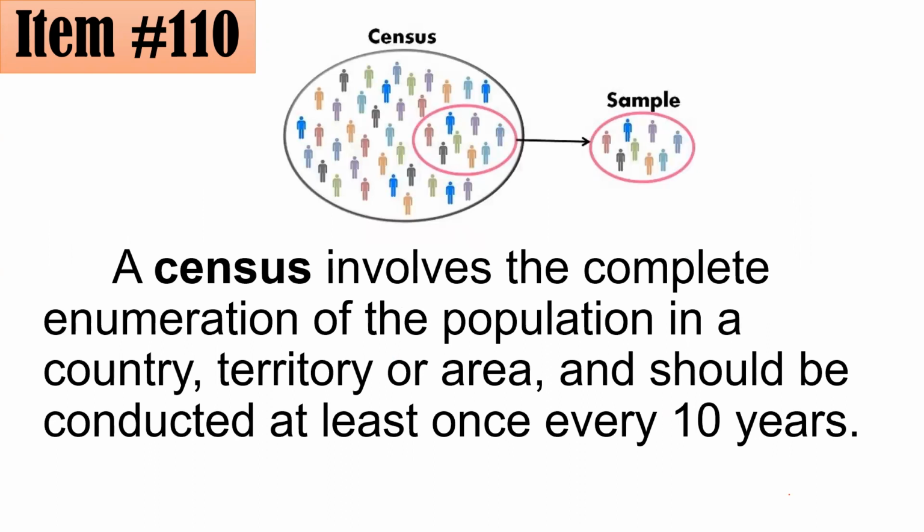A census involves the complete enumeration of the population in a country, territory, or area, and should be conducted at least once every 10 years. So usually in some countries, they conduct every 10 years. And usually in research, you can conduct a census if you intend to gather data from all the members of the population. Letter A. Okay.